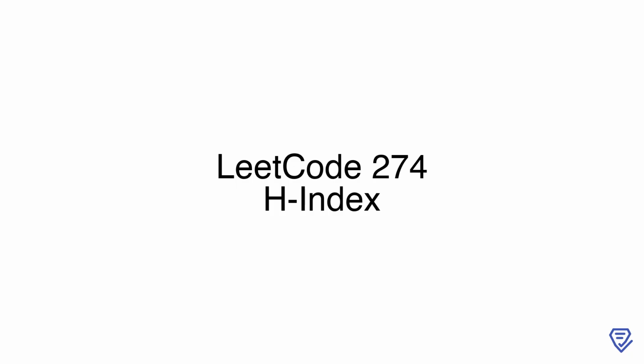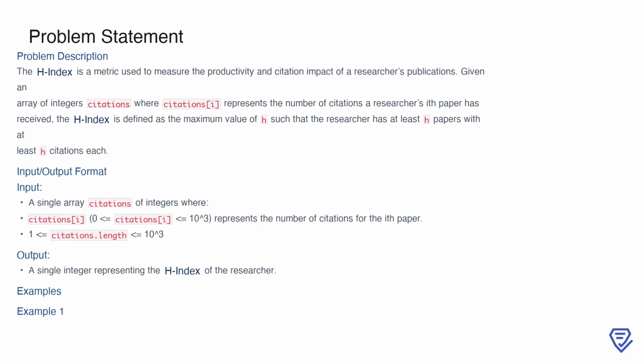Let's dive in. It is determined based on the number of citations their publications receive. Specifically, if you are given an array called citations, where each element represents the citation count for a particular paper, the H-index is defined as the maximum value of H such that the researcher has at least H papers with at least H citations each. The H-index is a widely used metric to assess the productivity and impact of a researcher's work.